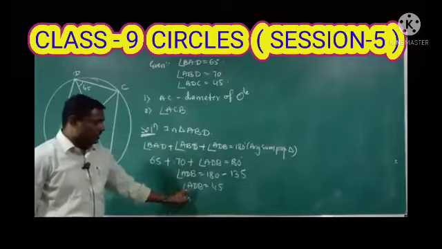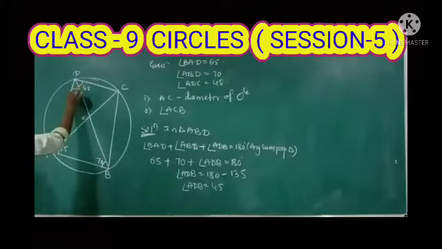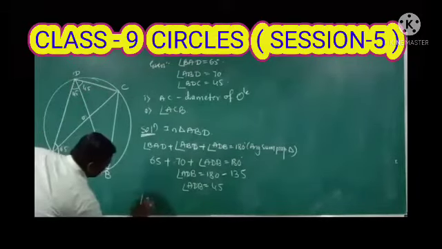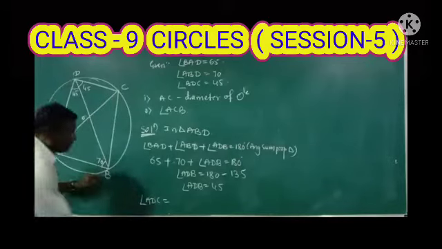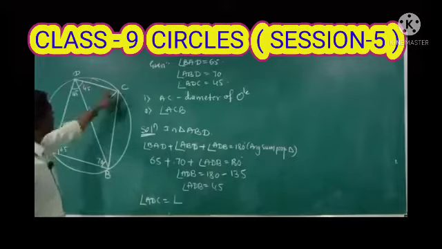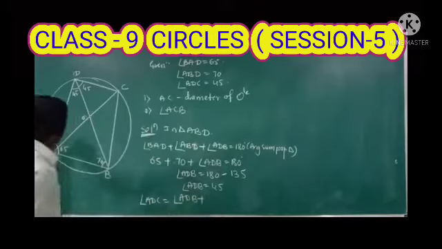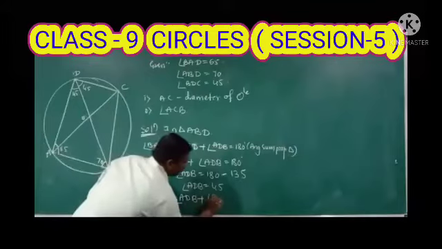Angle ADB is equal to 45 degrees. So this angle now becomes 45. How can you get the angle ADC? Angle ADC is equal to angle ADB plus angle BDC. By adding two angles, we get one complete angle, that is ADC.